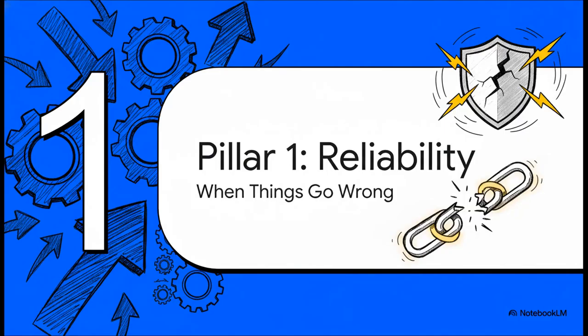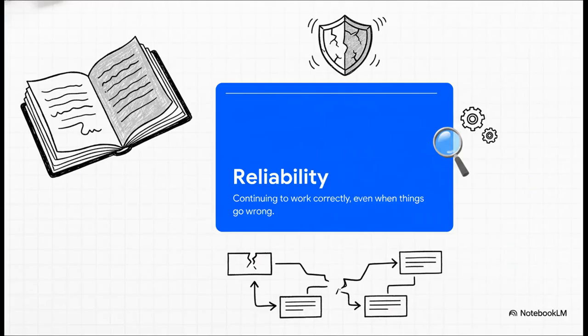Okay, so let's jump right into the first pillar. You see, a really robust system isn't just about working perfectly when everything's going right. No, it's about surviving chaos. It's built to expect things to go wrong and to just keep going anyway. And that right there is the heart of reliability. So the book has this great way of putting it. Reliability isn't perfection, it's resilience.